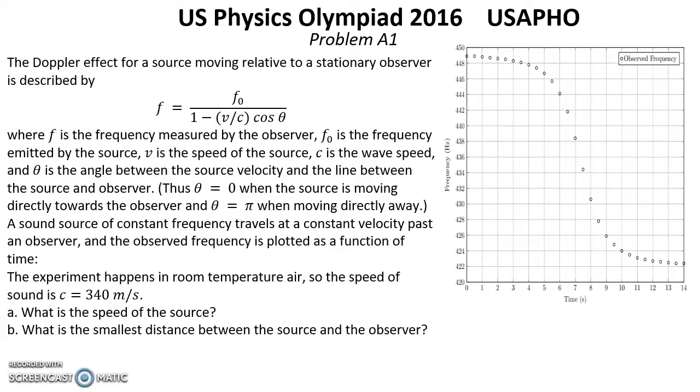Thus theta equals 0 when the source is moving directly toward the observer, and theta equals pi when moving directly away. A sound source of a constant frequency travels at a constant velocity past an observer, and the observed frequency is plotted as a function of time. The experiment happens at room temperature, so that the speed of sound is c equals 340 meters per second. Question A. What is the speed of the source? Question B. What is the smallest distance between the source and the observer?